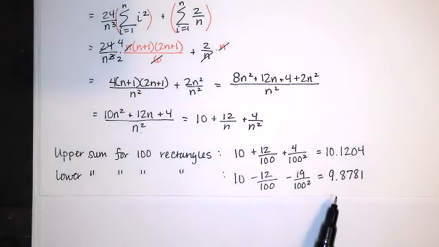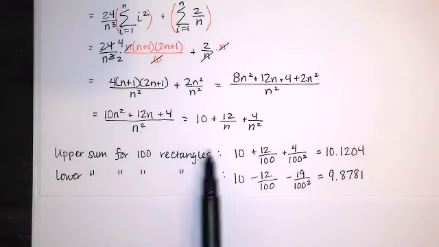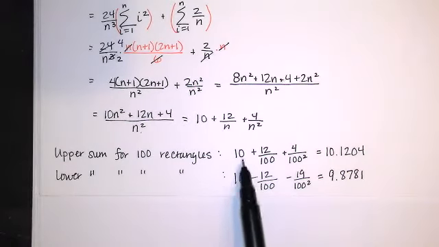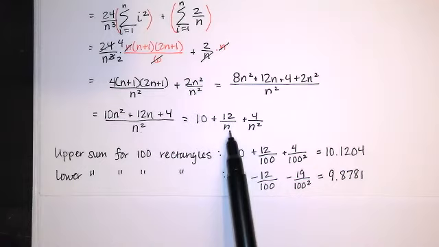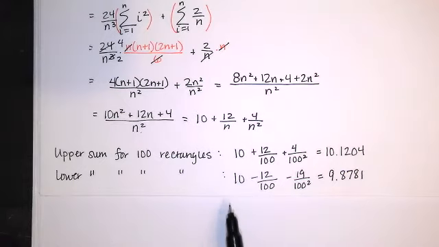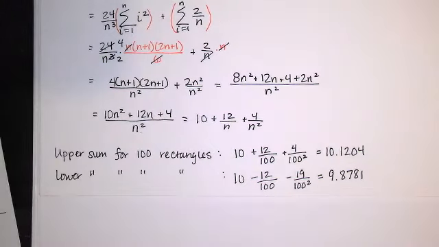We got pretty close. Now, if you want a better approximation, you just tend to take more rectangles. You say, well, what if I had 1,000,000 rectangles? Well, if I had 1,000,000 rectangles, then I'd have 10 plus 12 over 1,000,000 plus 4 over 1,000,000 squared. And then I'd replace this 100 with 1,000,000, and that would be 1,000,000 squared. And we could get an even better estimate. So that's how that works.